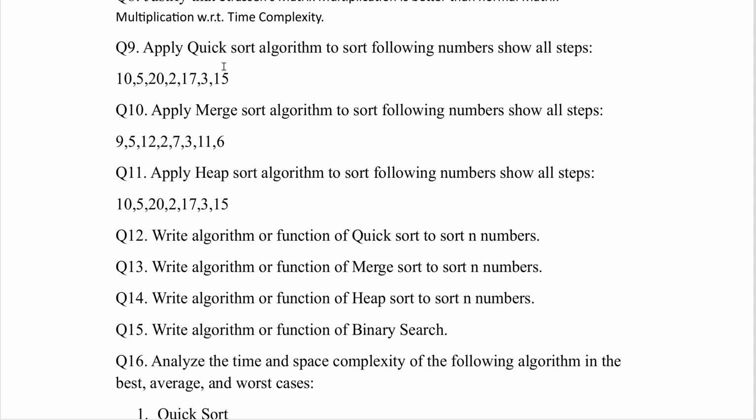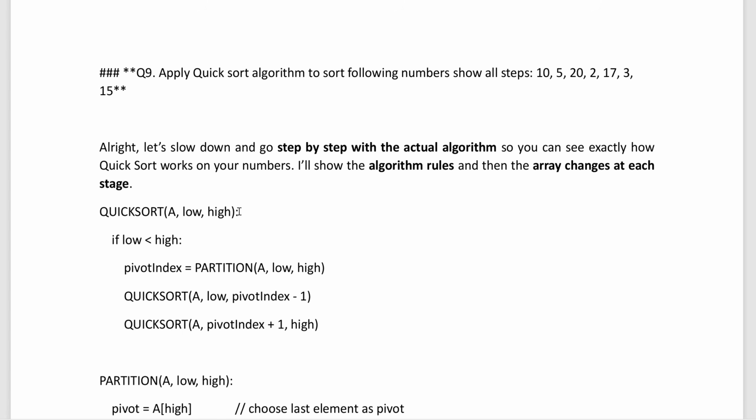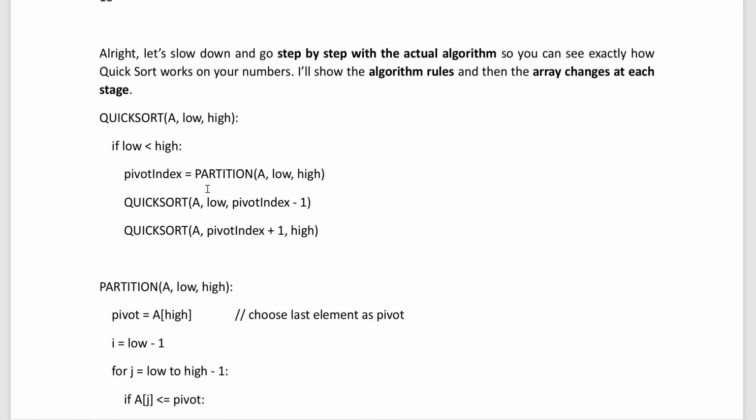We have to apply the quicksort algorithm to sort these numbers in ascending order, right? So all right, let us slow down and go step by step with the actual algorithm, so you can see exactly how quicksort works on your numbers. I will show the algorithm rules and then the array changes at each stage. So the quicksort algorithm pseudocode is like this.